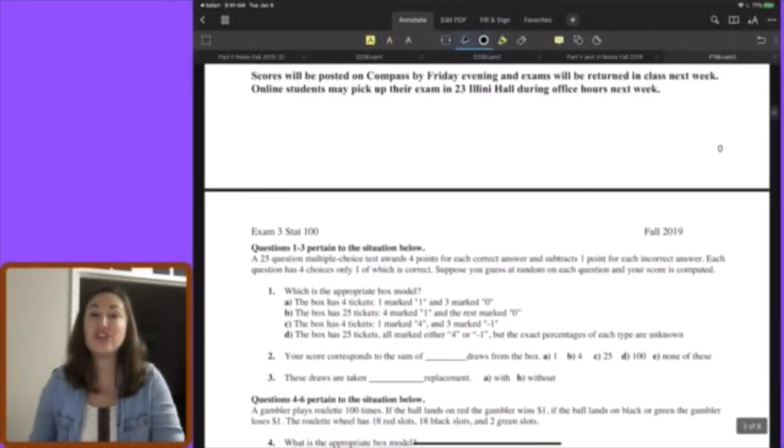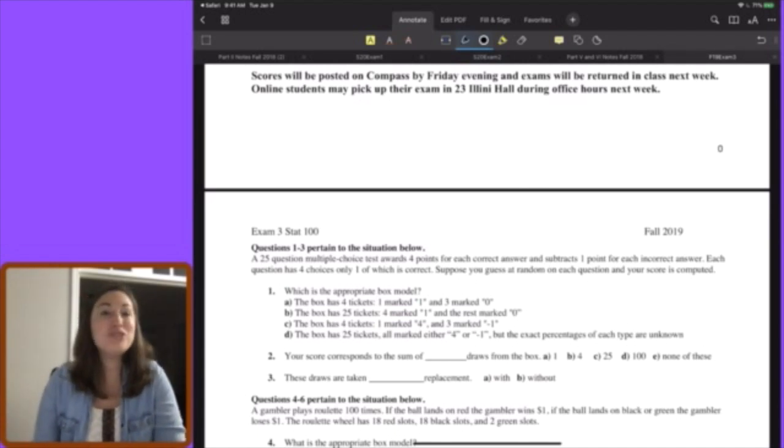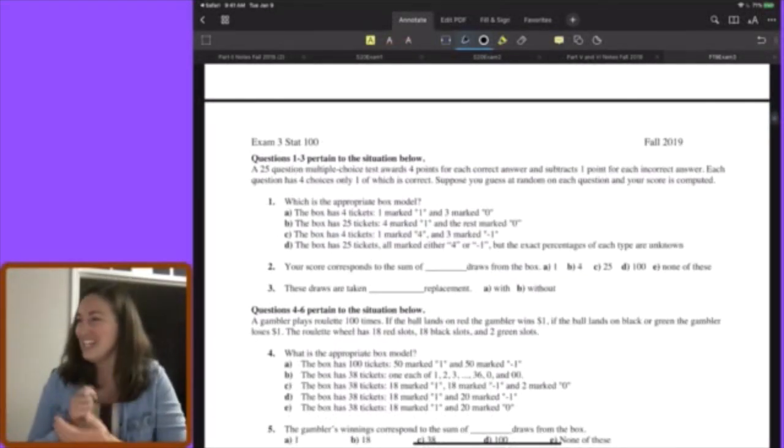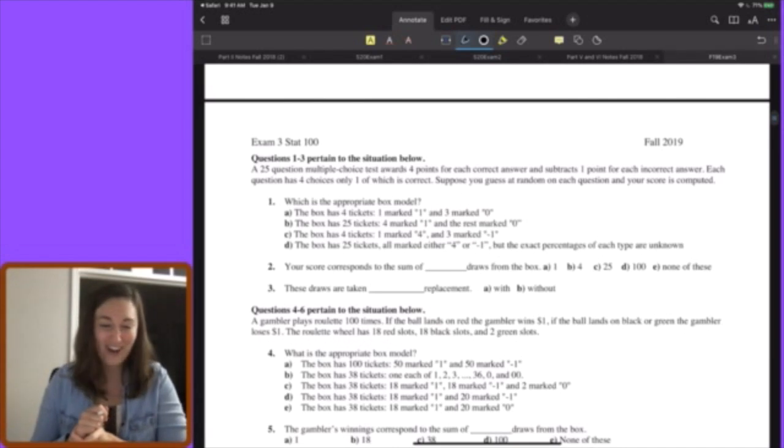Exam 3 is generally pretty quick. At least it's faster in general than the other exams. Students usually finish early, and students usually do pretty well on it. So hopefully this goes okay. So let's go ahead and start.